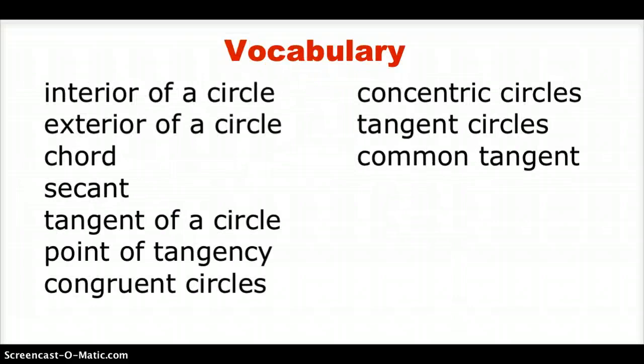Some vocabulary that we want to be comfortable with, either being able to read it or say it or sort of process what it means: the interior of a circle, the exterior of a circle, a chord, a secant, tangent of a circle, point of tangency, congruent circles, concentric circles, tangent circles, and a common tangent.